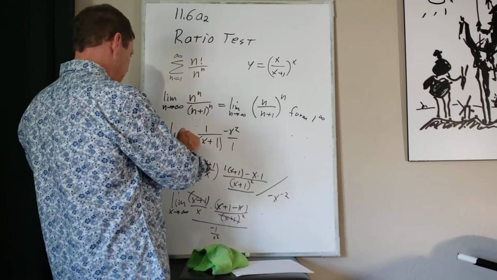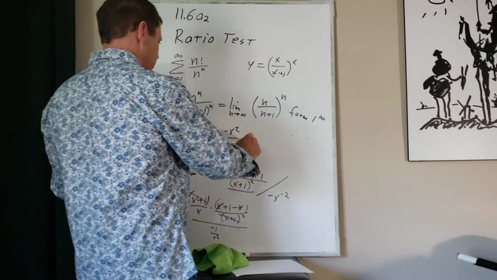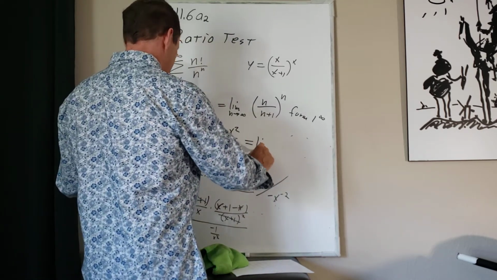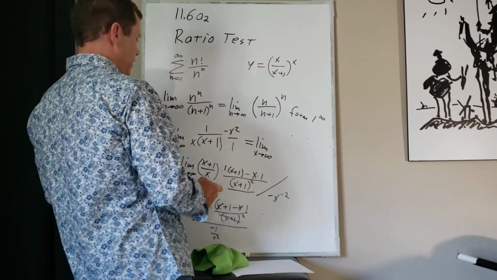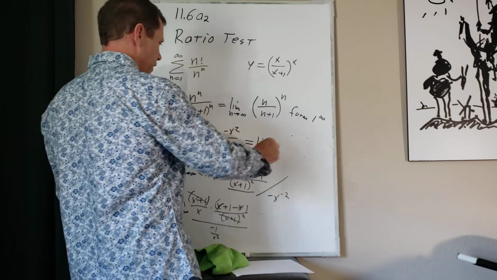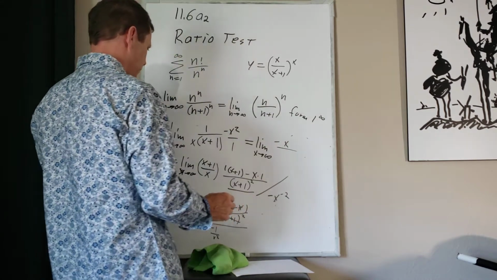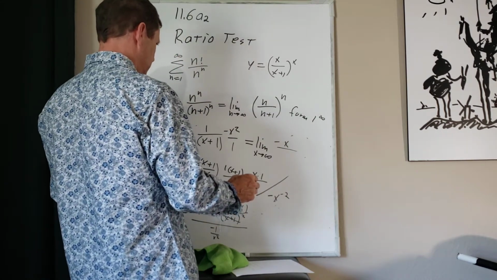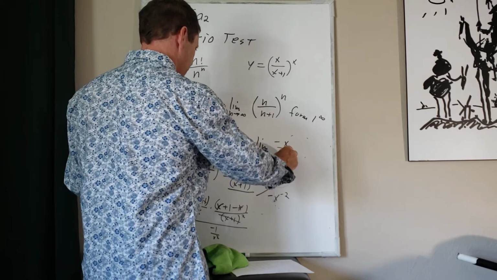I got to take the limit as x goes to infinity. Now look at this. This equals the limit as x goes to infinity. What happens here? I got an x on top, x squared on top, and so I'm going to get a minus x over x plus 1.